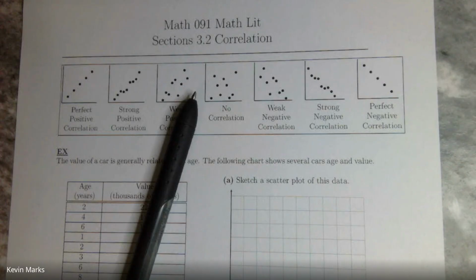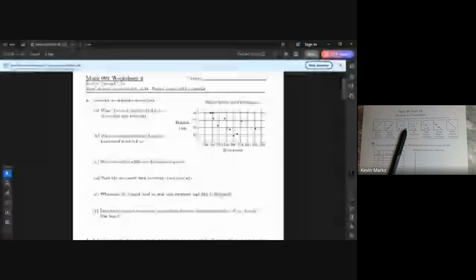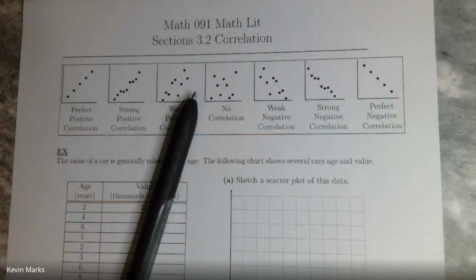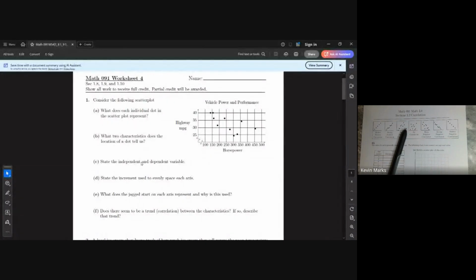Okay, so what this correlation is all about is: is there a relationship between two different sets of data? If you guys remember, we had done scatter plots before. This was something that we've seen in a previous worksheet. Oh, where did it go? Hold on. So there it is. Okay, so this was on a previous worksheet.